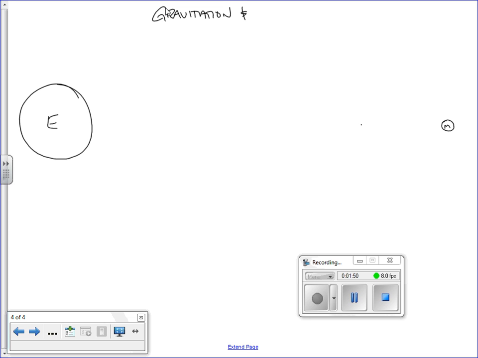Forget about putting the object there. At this location, we're going to ask what's not the sum of the forces, not the net force, but the net G. And if you remember what G is, gravitational field. It's gravitational field strength. Notice this dot is not an object. It's a location.